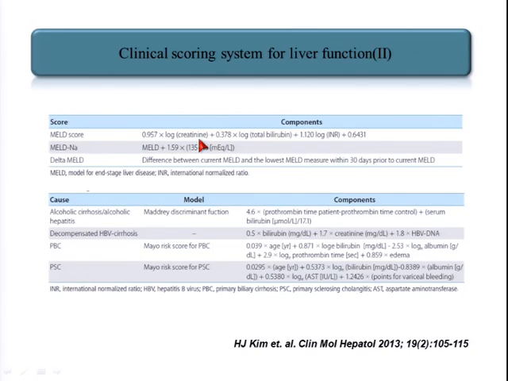Creatinine, bilirubin, and INR are important parameters of this score. And then MELD-Na, where we can add sodium to the MELD score. The MELD score is usually widely used in the transplantation field, as you know.